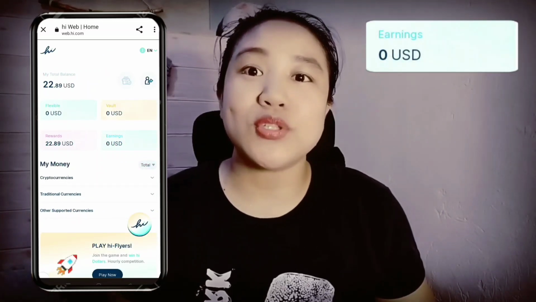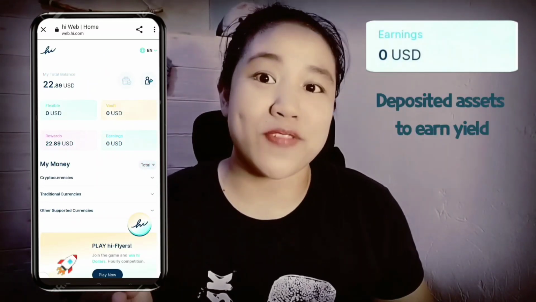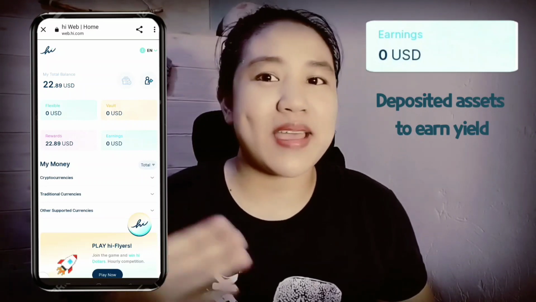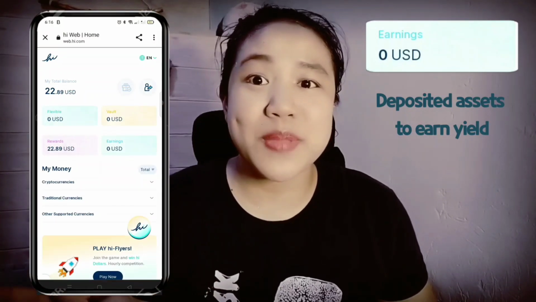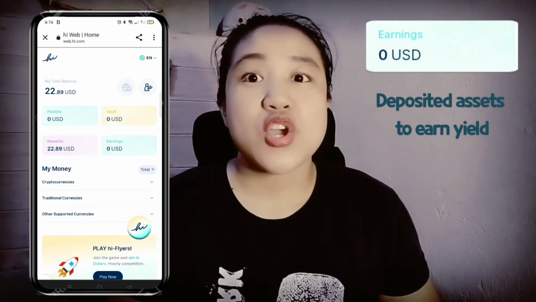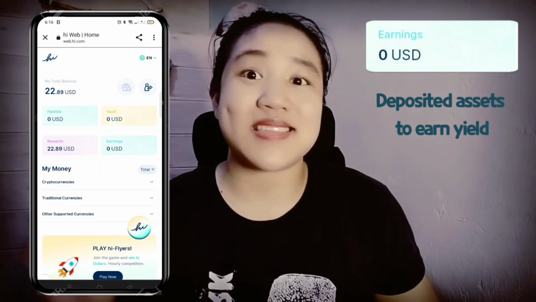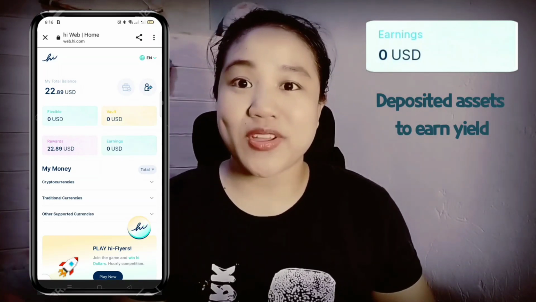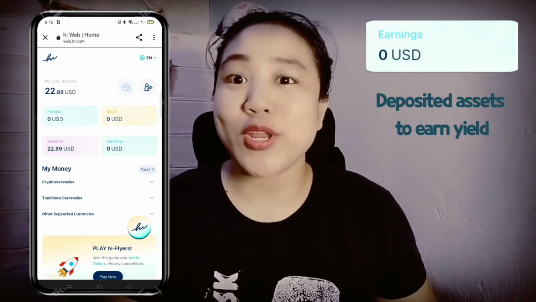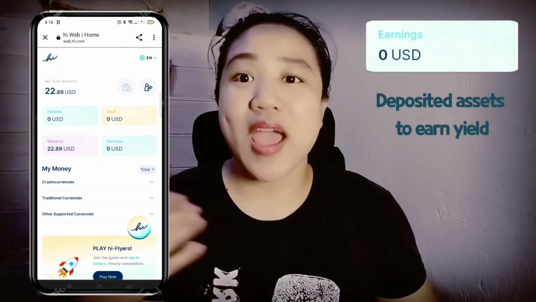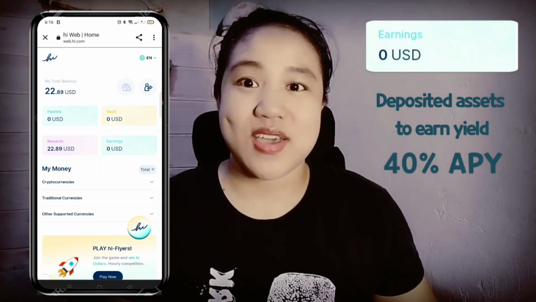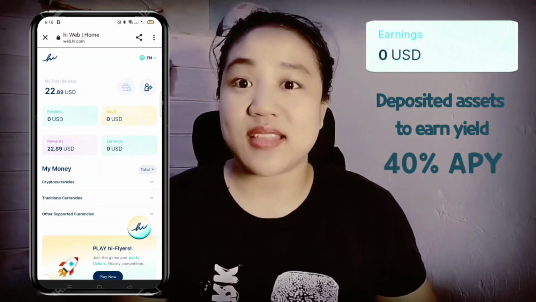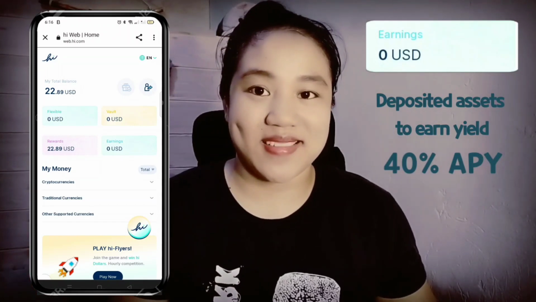Your earnings hold your deposited assets to profit over time. This is like your time deposit that has a maturity period. You just let your cryptocurrency sit in this wallet for a certain period and let it earn up to 40% APY, or annual percentage yield. You can choose to get paid daily or wait until the term ends.